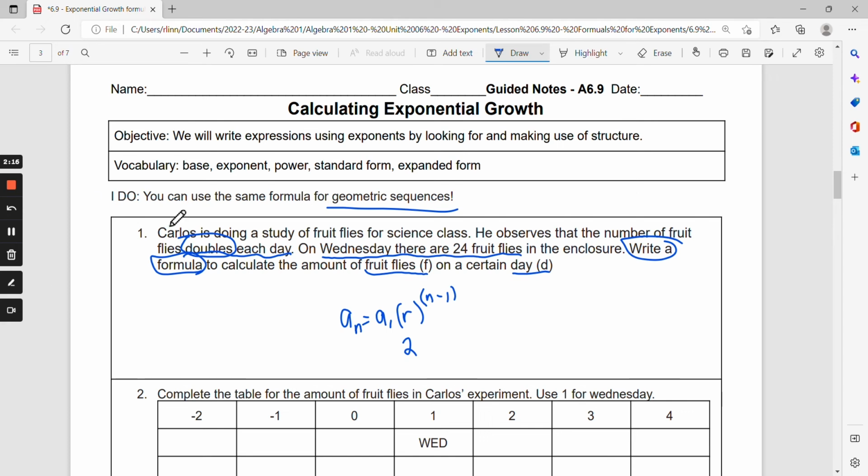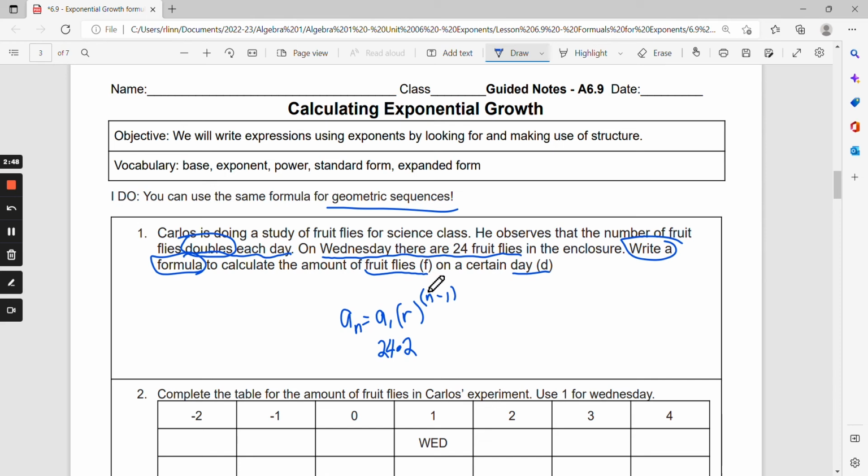And then when we had a sub 1, a sub n, and n minus 1 in our geometric sequences, what those represented were certain numbers in our sequence. I know that a sub 1 was my first number in my sequence. And I can see here that it says Wednesday there's 24 fruit flies. I don't really have any other information, so I just need to base that off of that being number 1. So I'm going to use 24 in place of a sub 1.